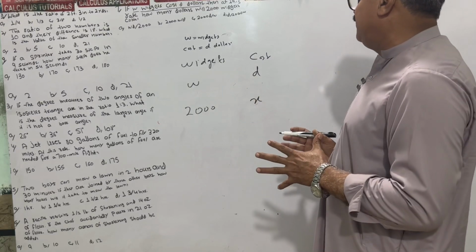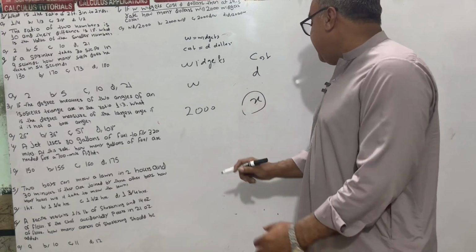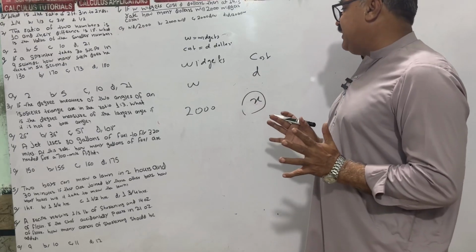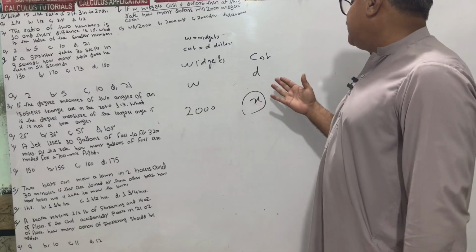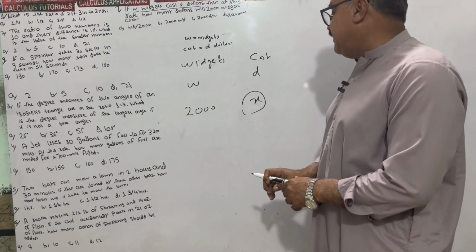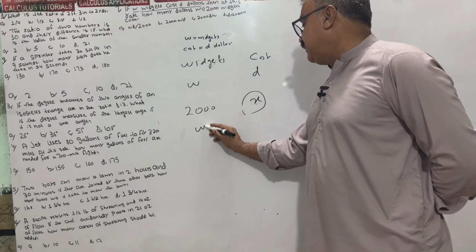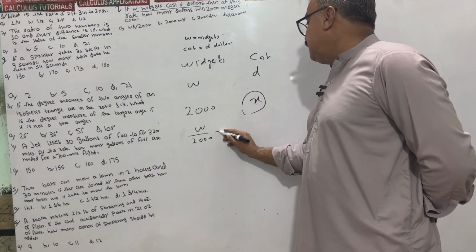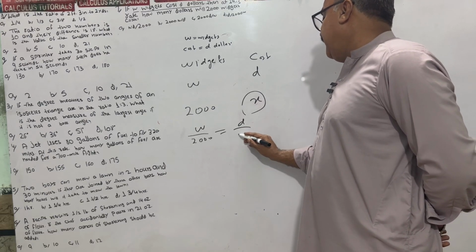Don't get confused. Keep your head straight ahead. We are interested in X, and it's a direct ratio, because the more investment, the more widgets; the less investment, the fewer widgets. Applying the ratio formula, dividing the corresponding ones: W divided by 2000 is equal to D over X.